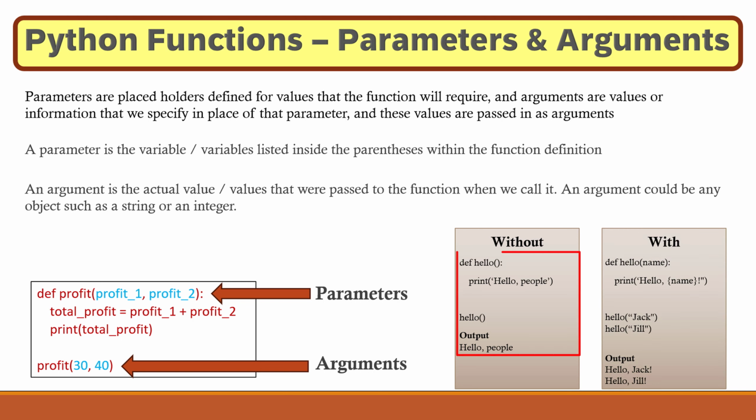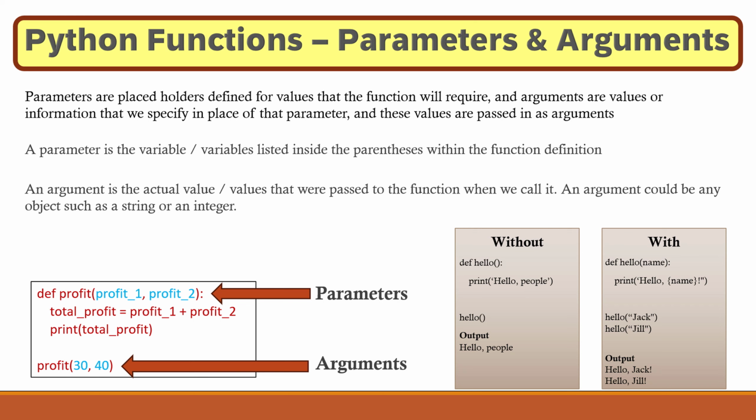So on the left we are greeting people, and the greeting is generic, which says hello people, and this function cannot be customized. So we have def hello, and then we do not have any parameters used, and then we are printing hello people to the screen. And when we call upon the function, the output is hello people.